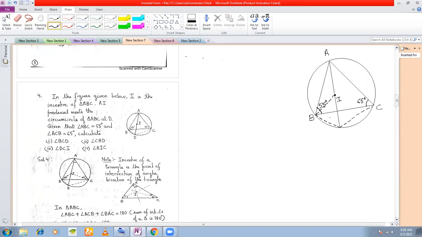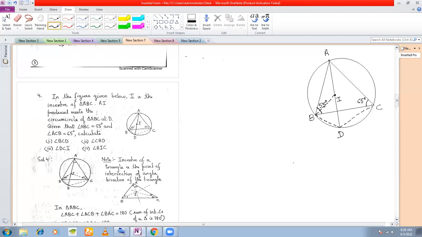In the figure given below, I is the incenter of triangle ABC. AI produced meets the circumcircle of triangle ABC. Circumcircle of triangle ABC means this circle that passes through the vertex A, vertex B, and vertex C. That is called the circumcircle. That surrounds the triangle. Circumcircle of triangle ABC at D. So AI, when produced, meets the circle at D.